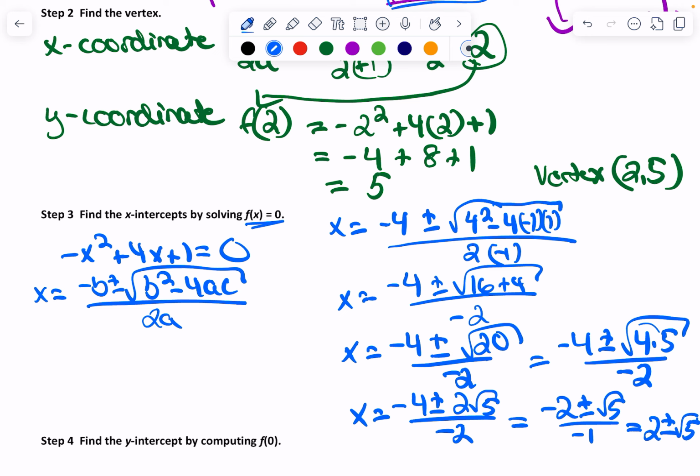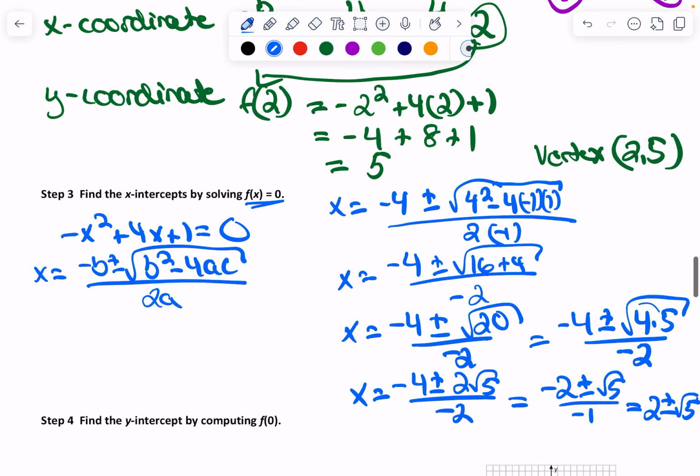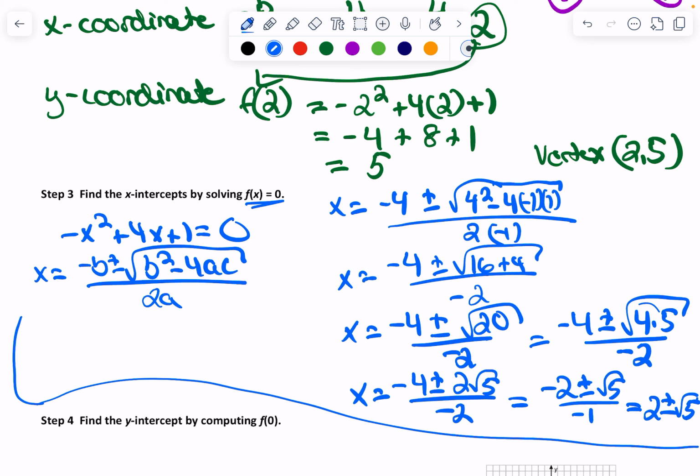I'm just checking because my key has a different answer here. But yes, we've got, yeah, negative 4. Yes. So 2 plus or minus the square root of 5. Okay, let me do this now. I'm going to have to kind of go backwards to make sure that I've got enough room.